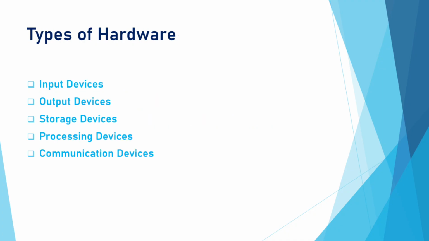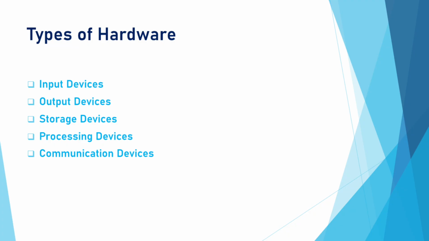Hardware can be divided into several categories: input devices, output devices, storage devices, processing devices, communication devices, and so on. So let us see what input devices are. These allow users to enter data into the computer. We already know this, right? Examples include keyboard, mouse, scanner, webcam, and microphone.